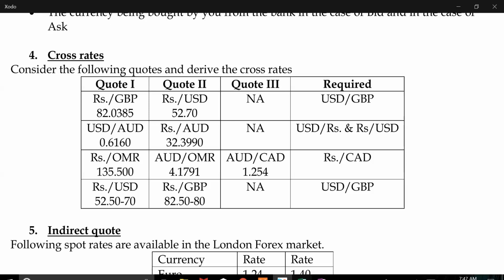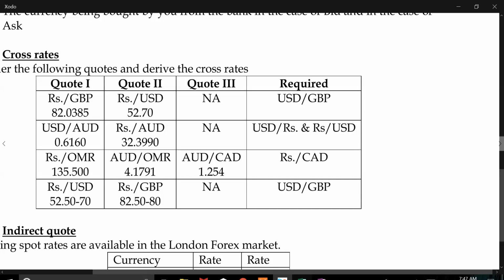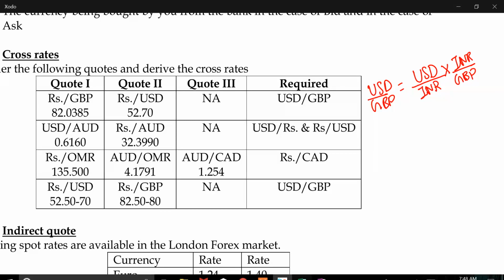Can you split the formula first? What is the connecting currency? So, tell me the split of the formula. USD by INR into INR by GBP. If you can understand splitting properly, it's easy to get to the answer.